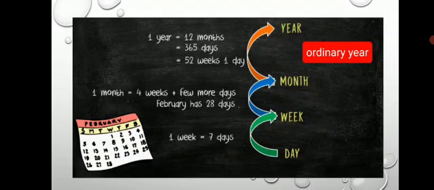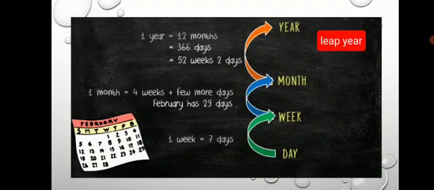Now let us see what the difference is in the leap year. Children, everything remains the same, only the month of February has 29 days. So the number of days becomes 366 days, which is equal to 52 weeks and 2 days. And children, a leap year comes after every 4 years. So children, this was about ordinary year and leap year.